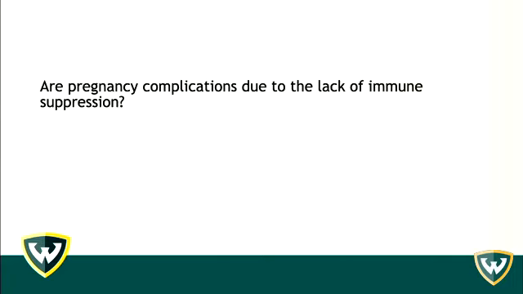And in addition, many of the pregnancy complications, as I mentioned, such as recurrent abortions and miscarriages, as well as even preeclampsia, which is a complication that develops much later in the pregnancy, all raise the question of whether these abnormal pregnancies are due to the lack of an appropriate immune suppression.